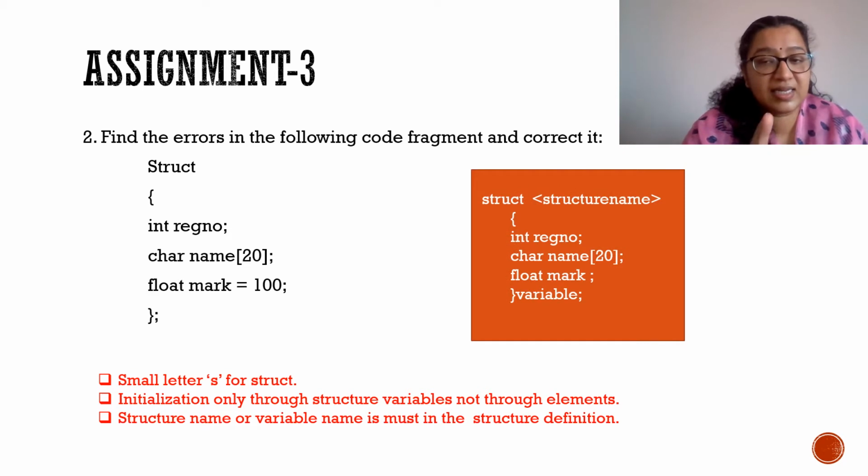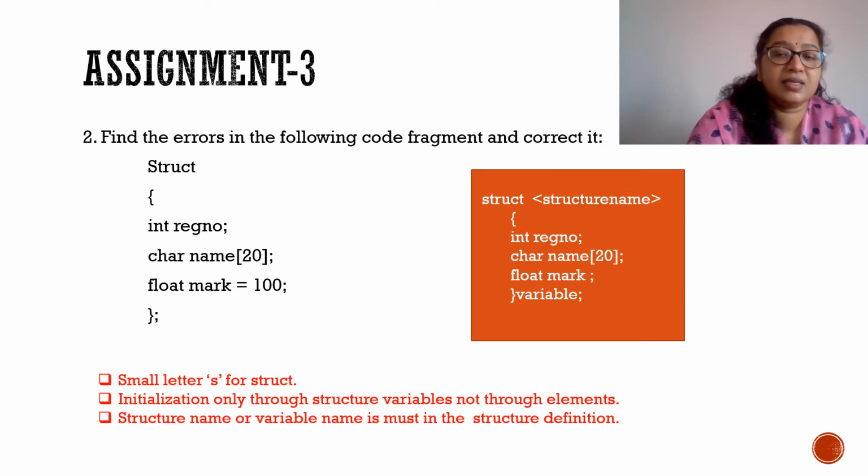See the correct syntax. struct structure name. We want to write the structure name there. Then brace open. int regno, char name of 20 size, float mark, put semicolon there. Don't put the equal to sign. That is wrong. Okay. Then brace close, variable, then semicolon. The variable is not compulsory; if you want to write it, we can write it. Otherwise, it's not a problem. We can put semicolon there. But structure name or variable, one we should write. You can use a structure name or we can write a variable. Okay, clear?